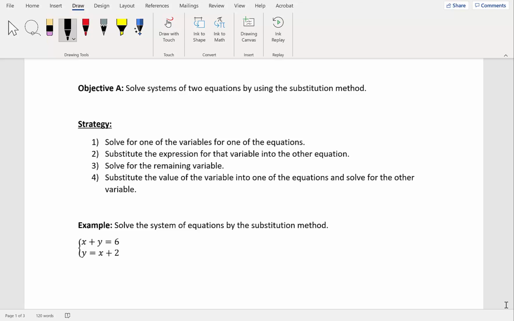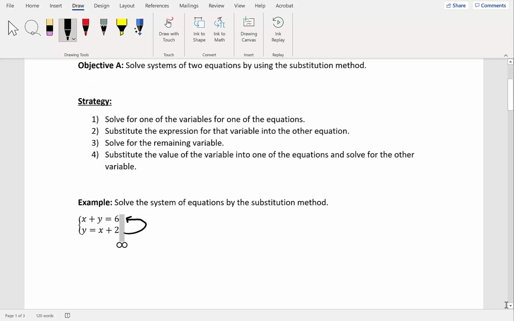So what we're going to go ahead and do is substitute this x plus 2 for our y in the other equation. So we end up with x plus, and now my y, I'm going to change it into x plus 2, and I have equal to 6. So now notice with the equation that we have, all we have is an x. We don't have any more y's in this equation. So what we're going to go ahead and do is solve for x.